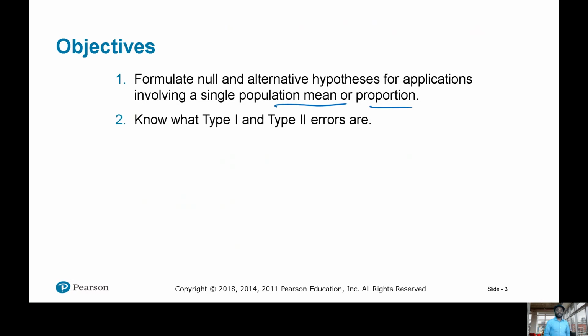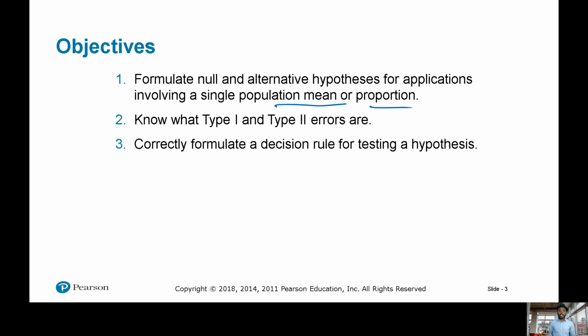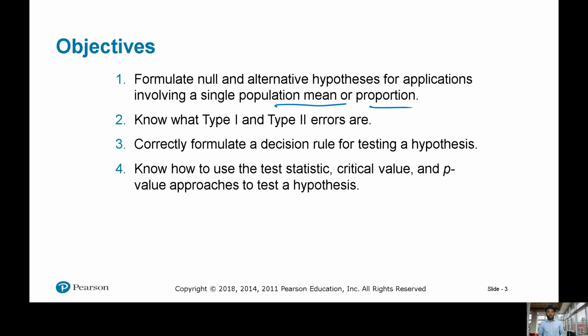We will also look at two types of errors, which is a type 1 error and type 2 error. In addition, we'll look at how to correctly formulate a decision rule for testing a hypothesis. And we'll look at how to use the test statistic, critical value, and p-value approaches to test a hypothesis. So we'll basically look at the critical value approach and the p-value approach.